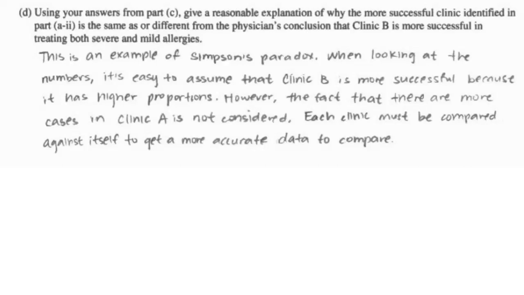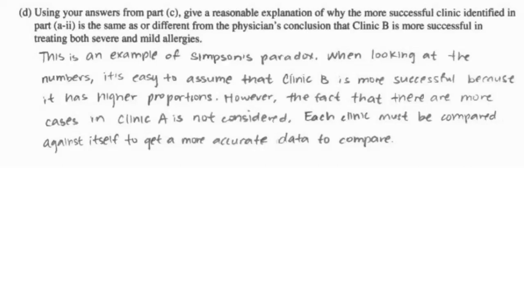Alright, student 2. This is an example of Simpson's paradox. When looking at the numbers, it's easy to assume that Clinic B is more successful because it has higher proportions. However, the fact that there are more cases in Clinic A is not considered. Each clinic must be compared against itself to get a more accurate data to compare. It's got an I.